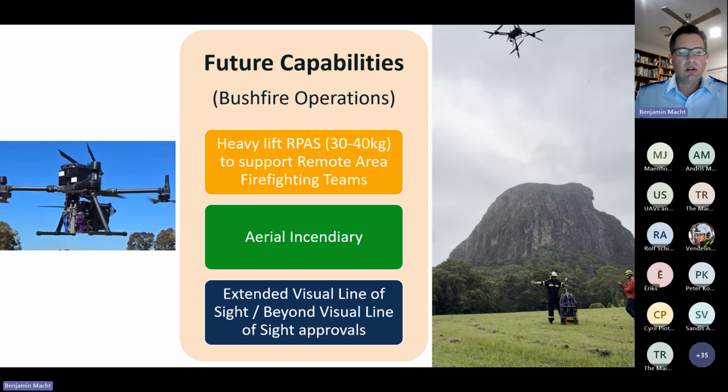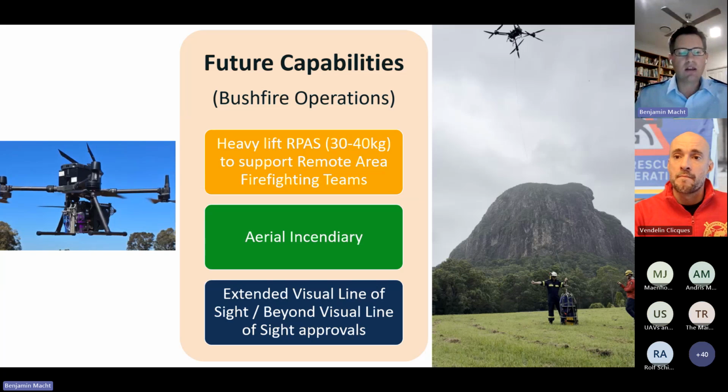Aerial incendiary, which is aerial ignition, used for controlled burns, where we can drop little balls that have a flammable substance in it that ignites on impact on the ground. So we can actually burn a control line or burn out any unburned pockets at wildfires.